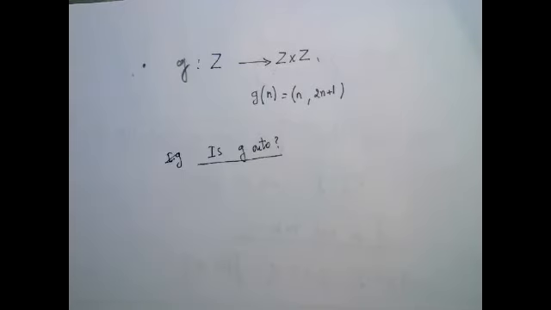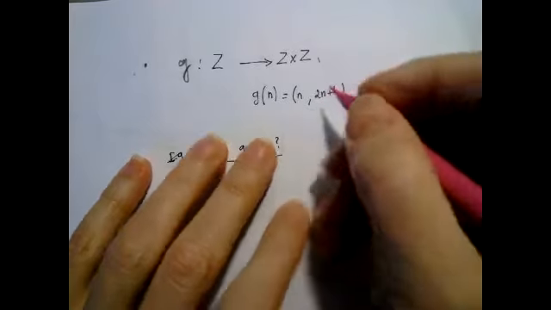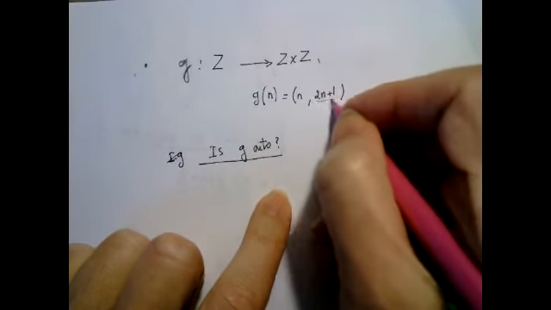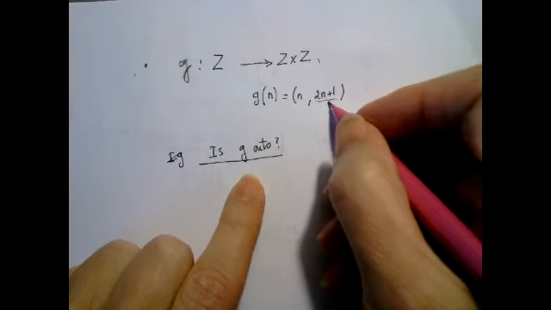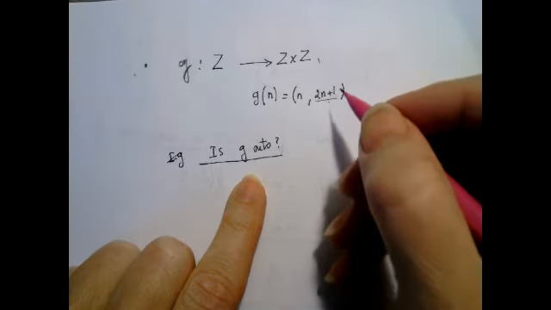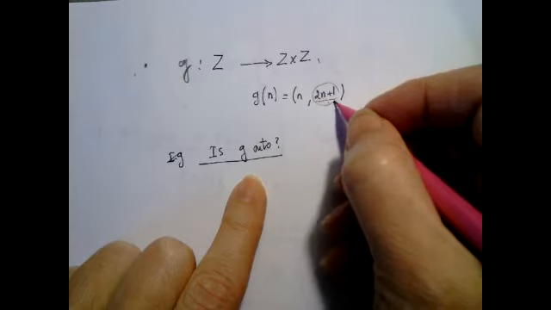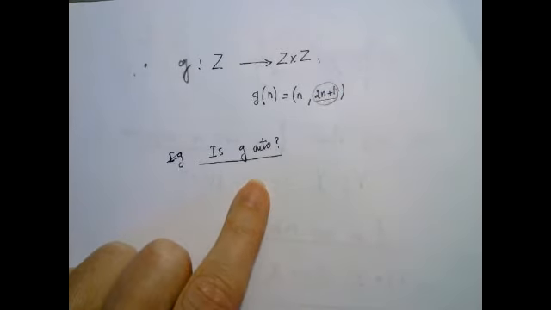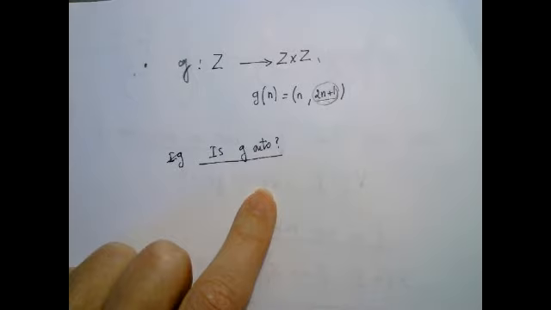When I ask you the question, is G onto, like in this case, the question is, can I actually get every ordered pair? So if we look at this problem a tiny bit, we realize that the second one is always odd. So you can never hit an ordered pair where the second component is even. So definitely it's not an onto function.